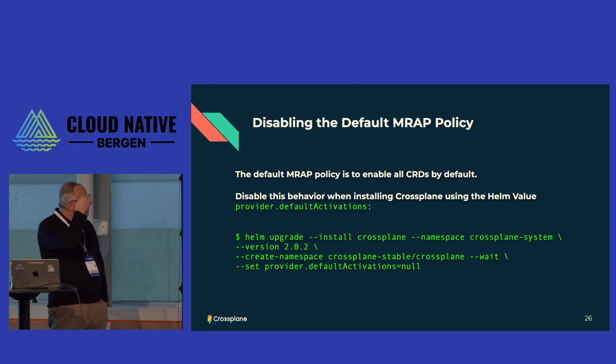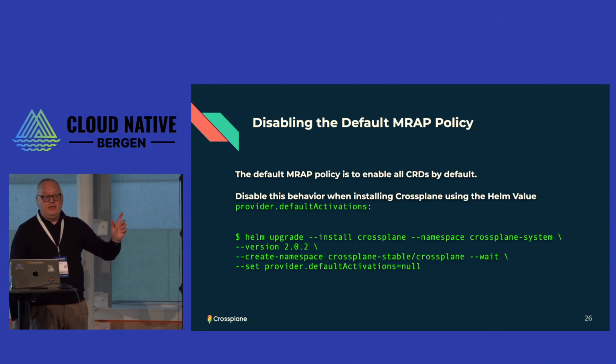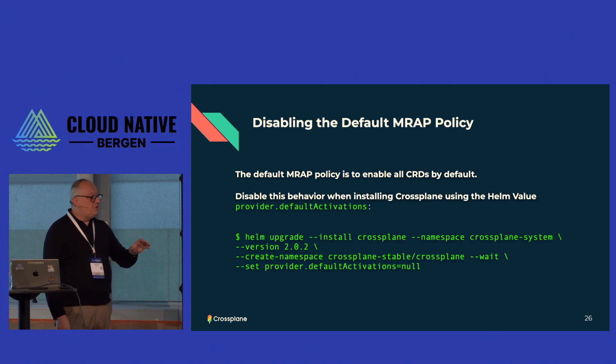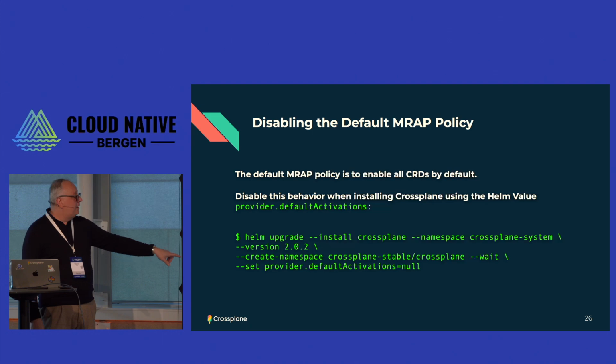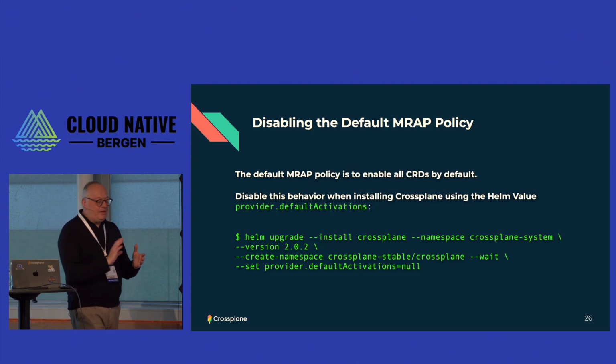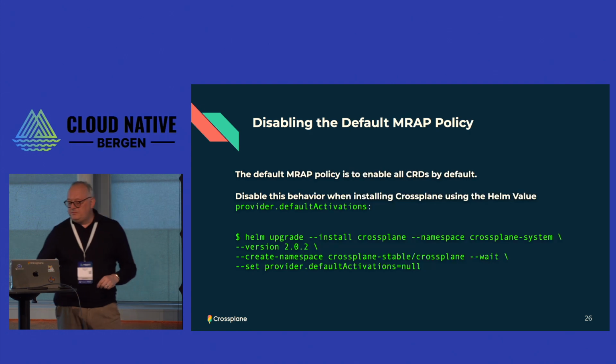When you're installing Crossplane, there's a default. By default, Crossplane doesn't do this filtering; it will install everything and overload you. So what you have to do when you install Crossplane is turn off default activations. Just something to keep in mind for the people who are moving to Crossplane V2.